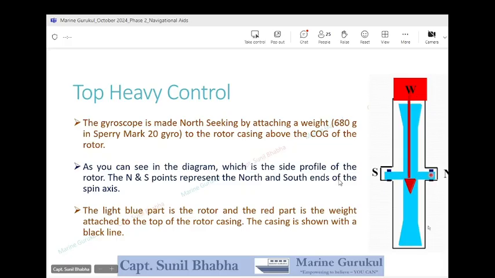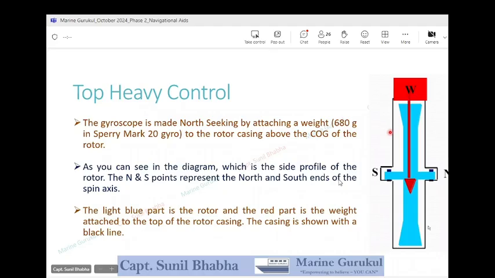The north and south points represent the north and south ends of the spin axis. And this light blue part in the middle represents the rotor. It is the side profile of the rotor. Now outside the rotor, you see a black color casing. This is called the rotor casing. Till now, we have not seen the rotor casing in any of the gyro diagrams. But actually, when the gyro compass is made, this rotor and spin axis arrangement is fitted inside a rotor casing.